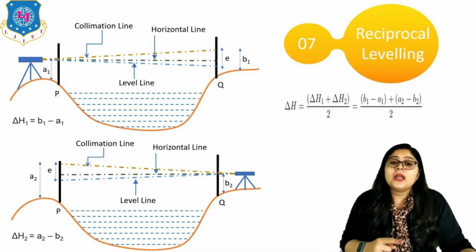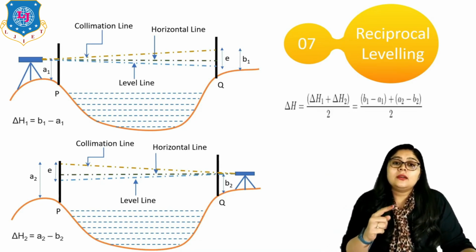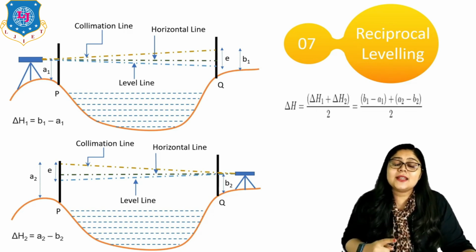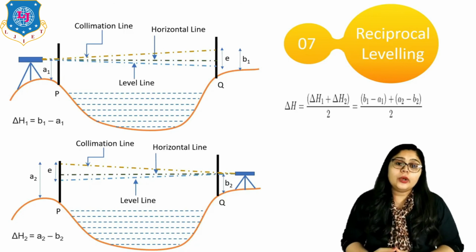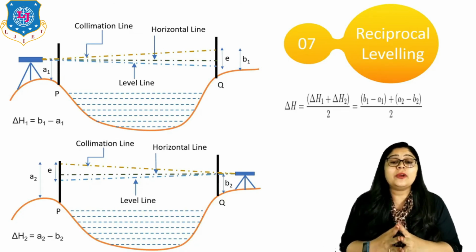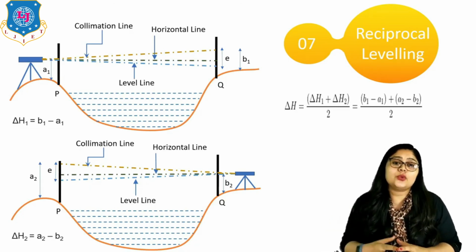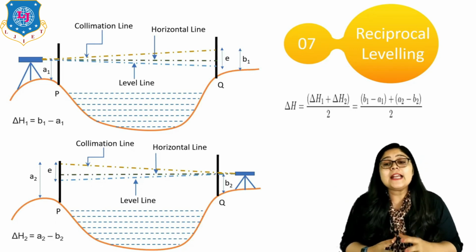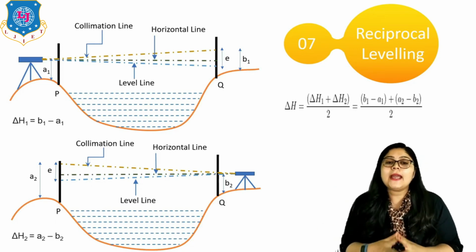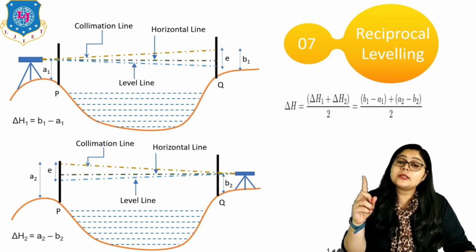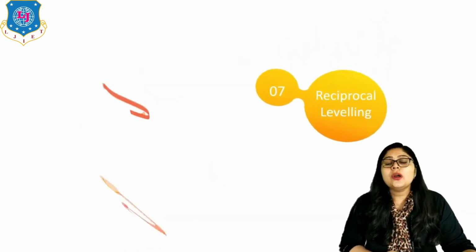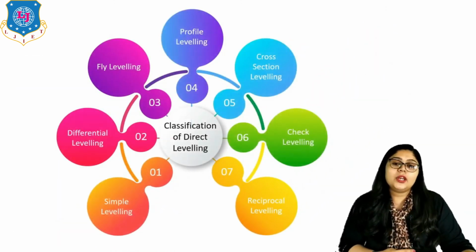Here you can see the calculation can be considered as delta H is equal to, in brackets, delta H1 plus delta H2, divided by 2. It means now you know the values of delta H1 and delta H2, that is B1 minus A1 as well as A2 minus B2, and by averaging these values you can get the answer of delta H. It means the height difference between 2 points. So this is all about reciprocal leveling.